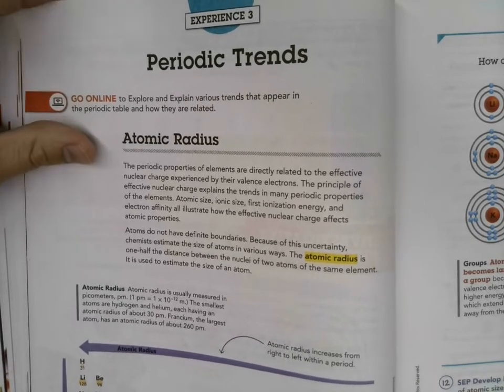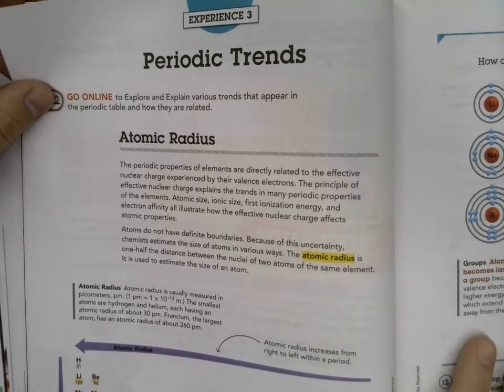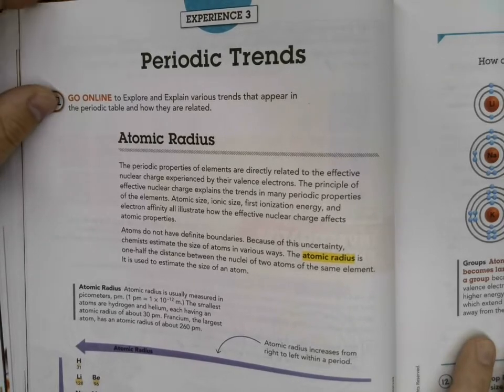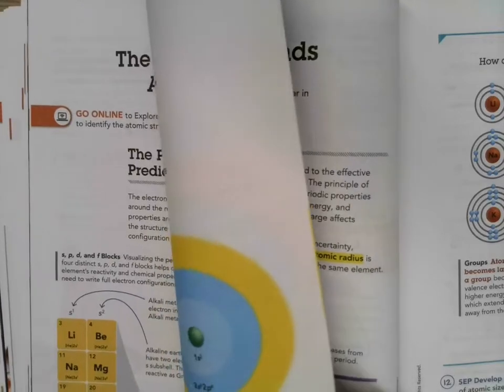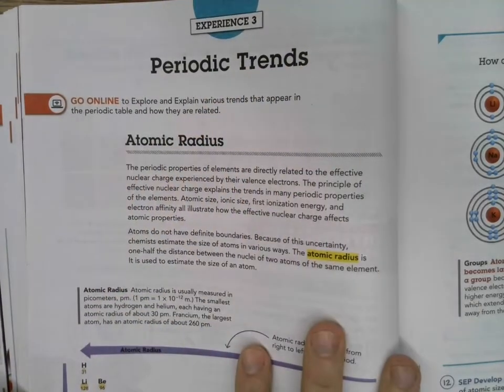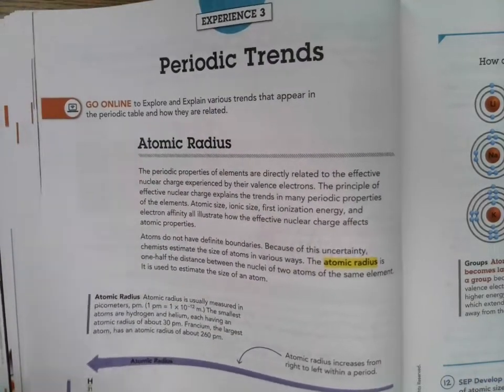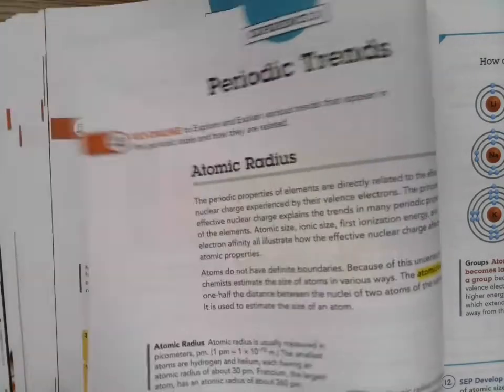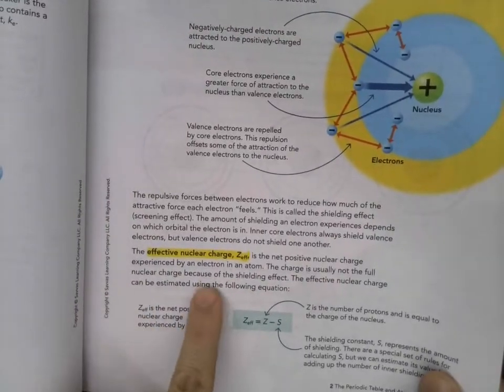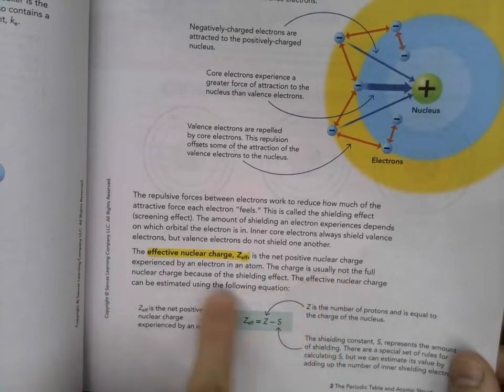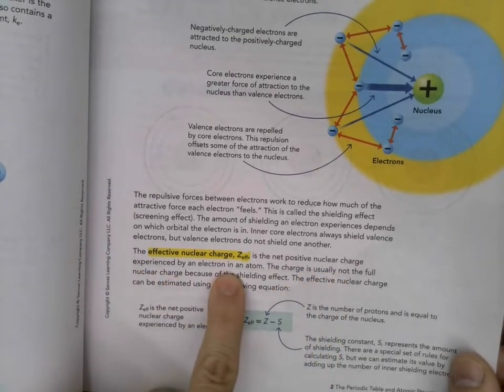If you aren't quite familiar with what effective nuclear charge is, I would go back and watch the previous video. A quick summary of that: all of these trends are directly impacted by effective nuclear charge. So let me summarize again what effective nuclear charge is. Here's the definition: it is the net positive nuclear charge experienced by an electron in an atom.